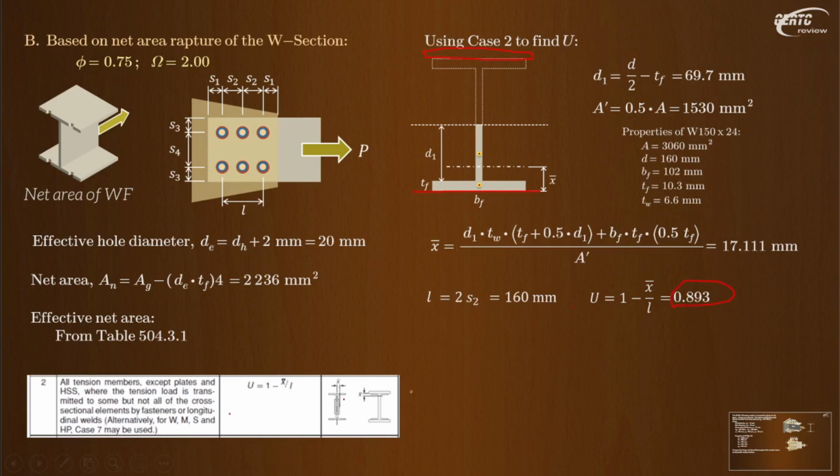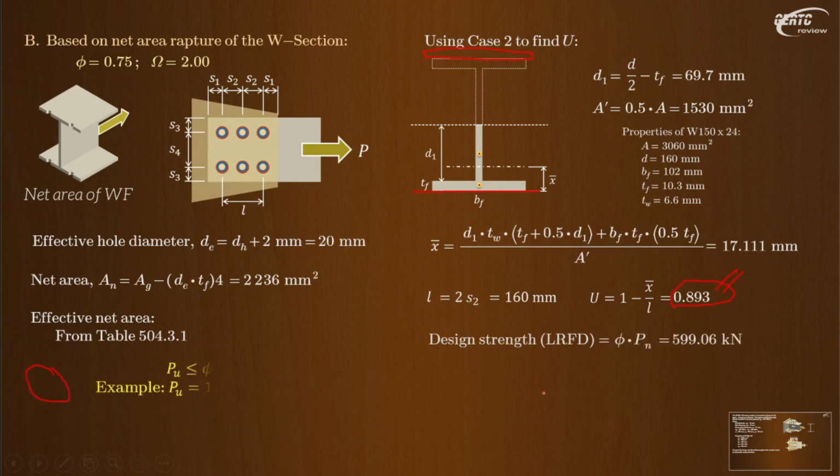According to the code, we can use the higher value if we use this case number 2. So we can use that value. Can we use the previous one from earlier? Yes, you can. It is more conservative than this one, but you are allowed to use this value. Using that, we can get the other values, the design strength and the allowable strength.